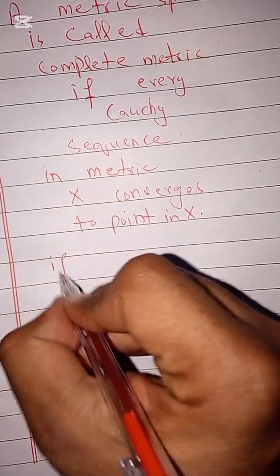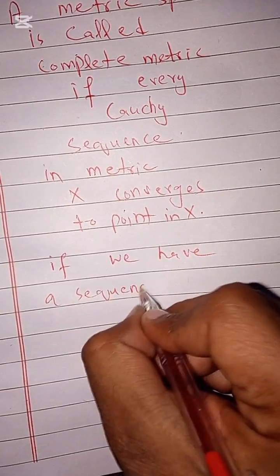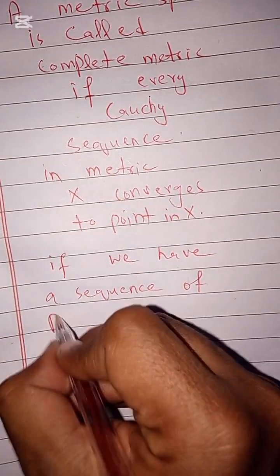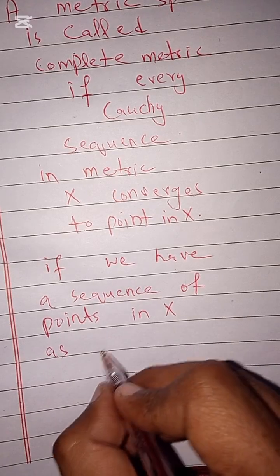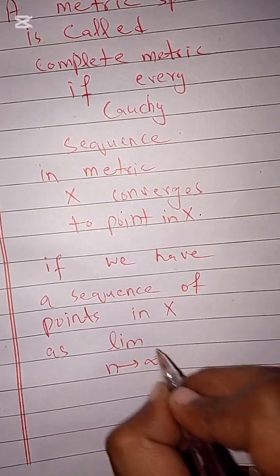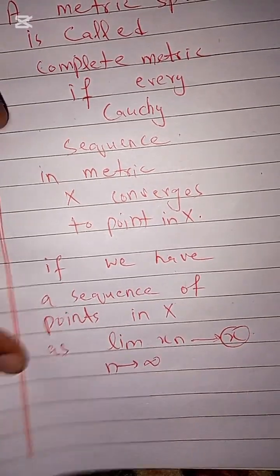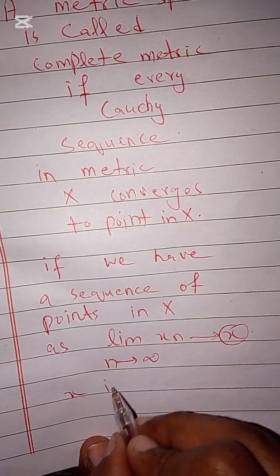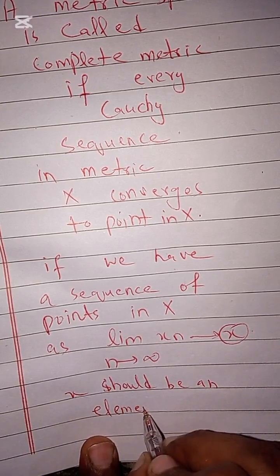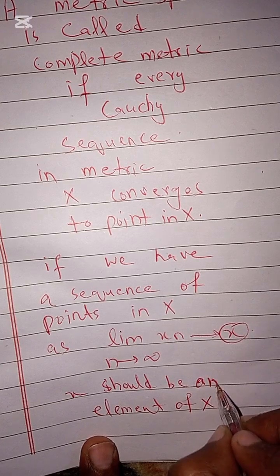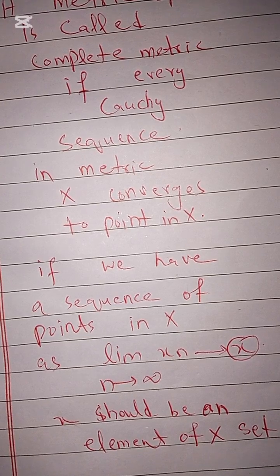So if we have a sequence of points in X, when we apply the limit as n approaches infinity to its nth term, if it approaches small x, that small x should be an element of capital X. So this should be an element of the set X. Okay, I hope you have understood that definition. Now let's move toward the problem.